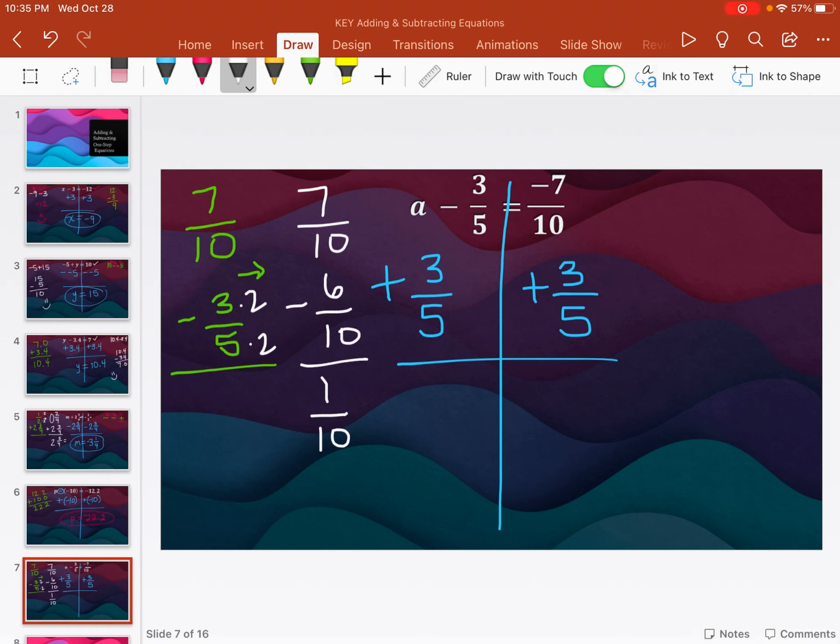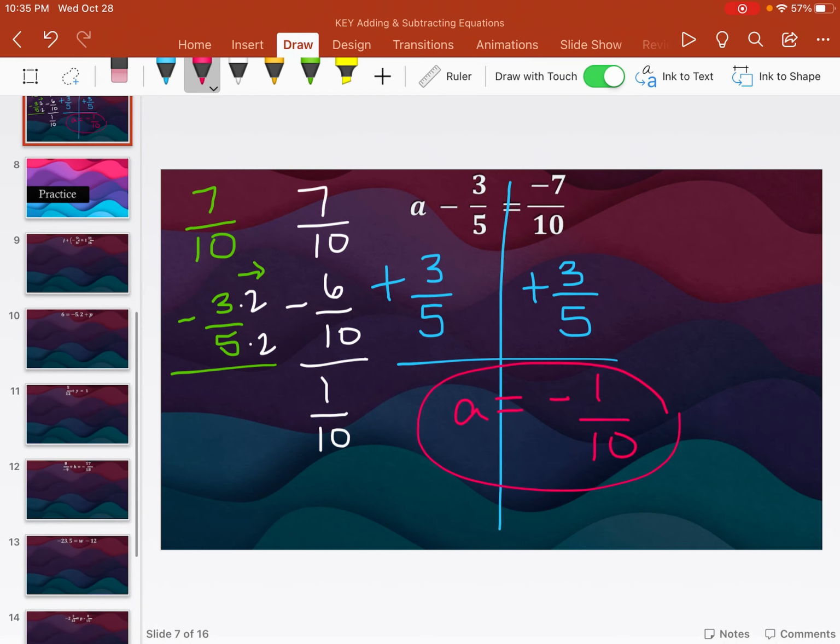So different signs subtract, keep the sign of the larger number. The larger one here was that negative 7/10. So our answer is A equals negative 1/10. And as always, you can plug that back in and check your work.